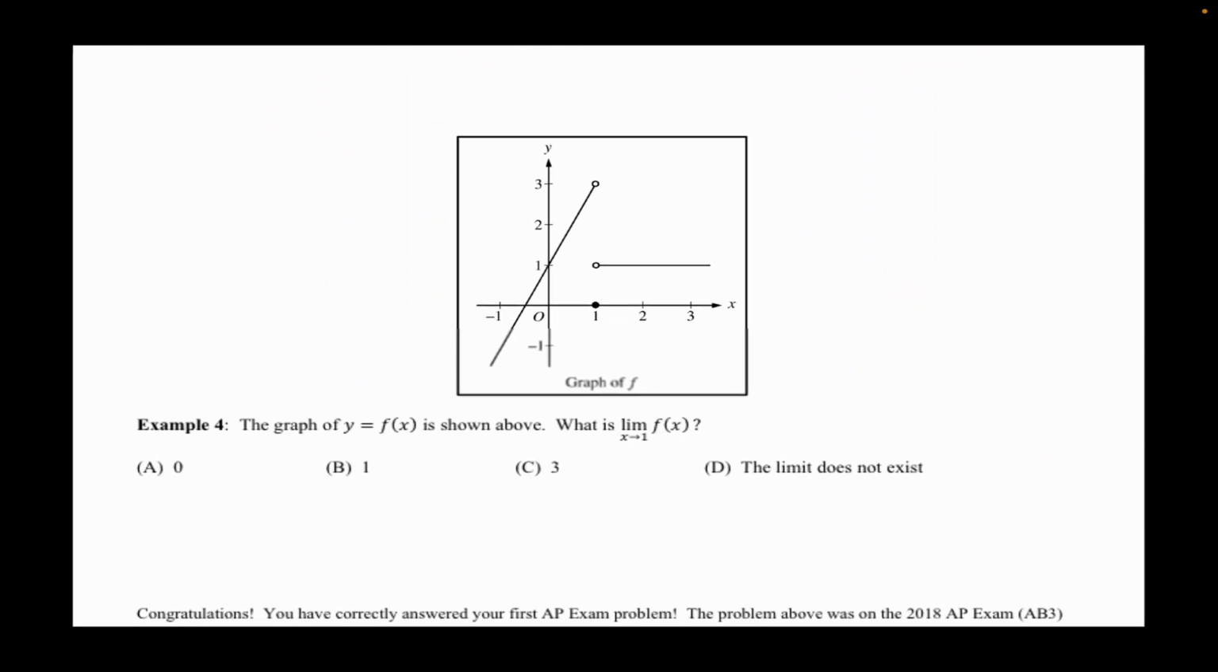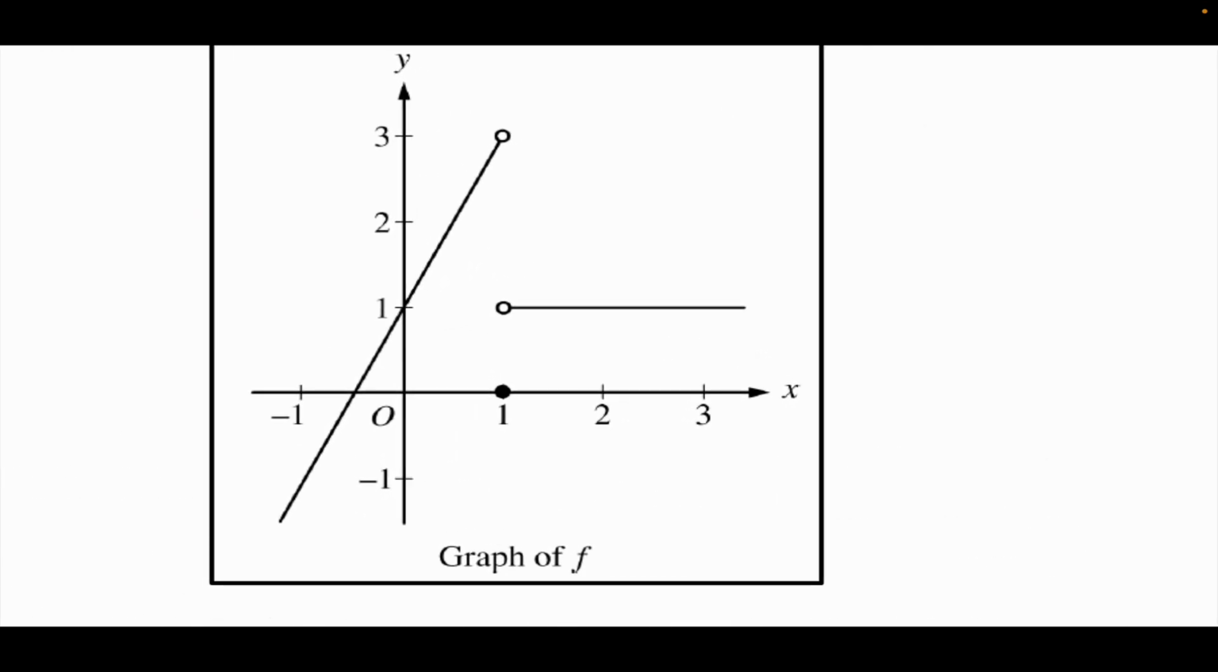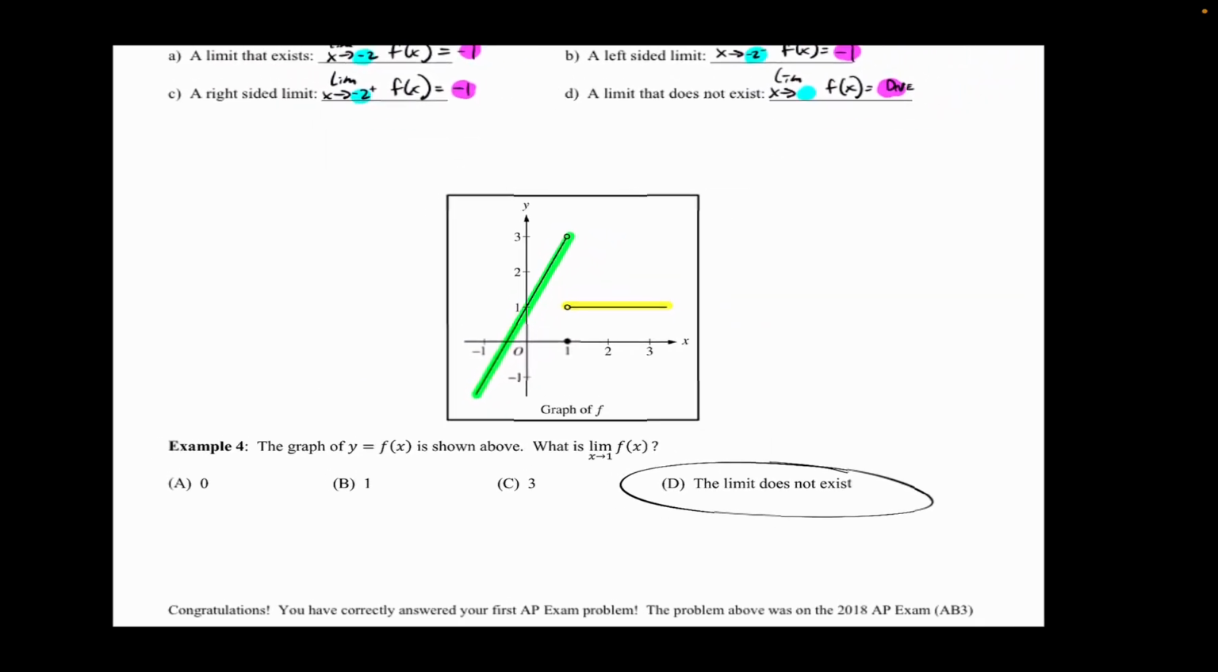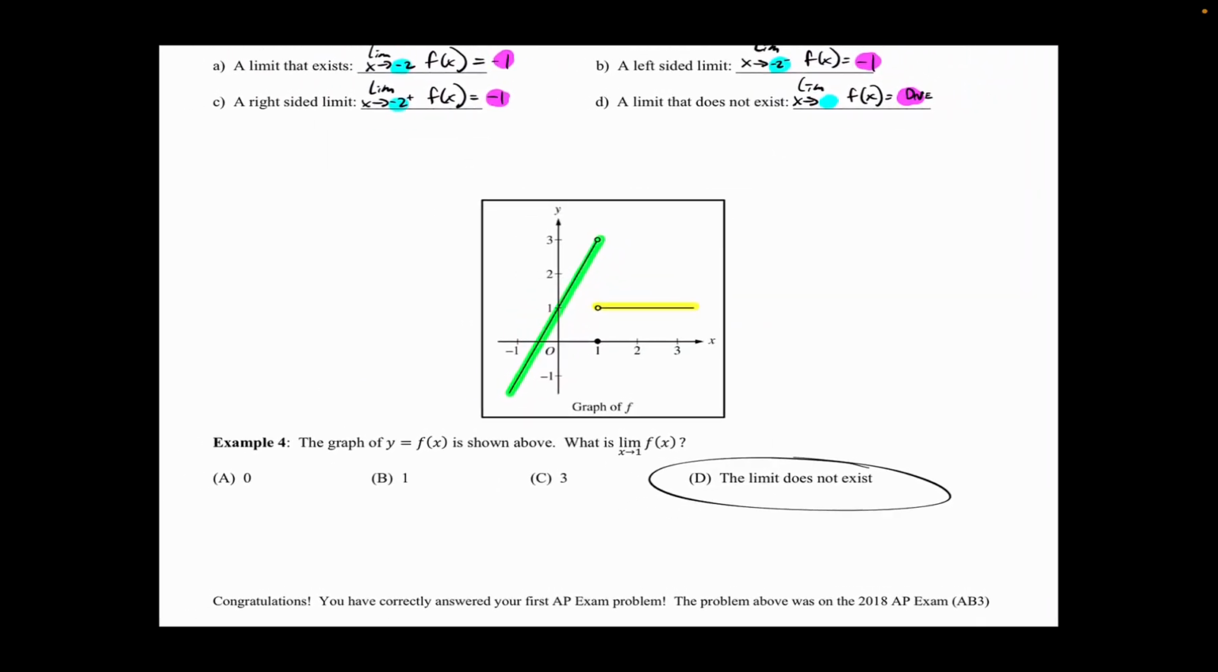Then last question. The graph of f of x. What is the limit as x approaches 1? D and E. Yep, letter D does not exist. Because at +1, there's a jump here, right? They don't meet. They don't meet. There can't be a limit. Okay. D and E. And that's it. That's the first lesson.